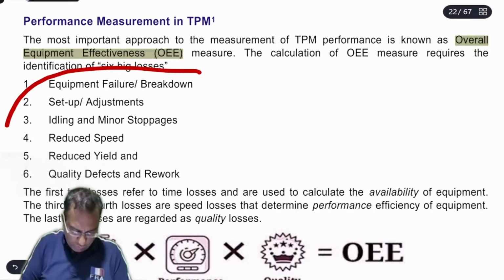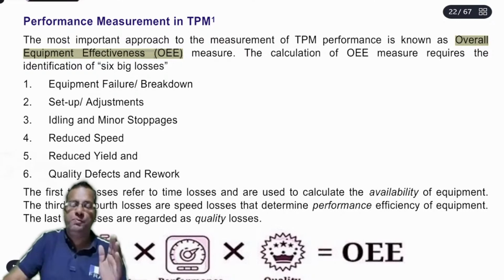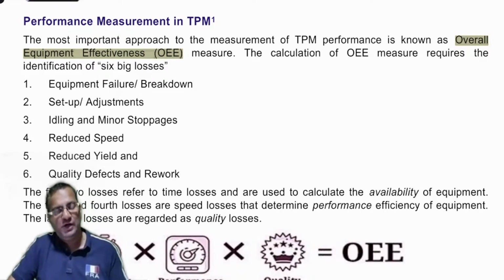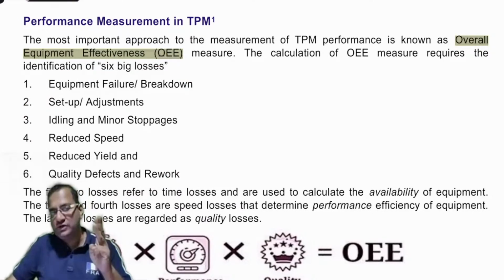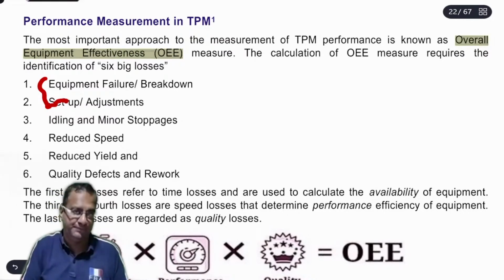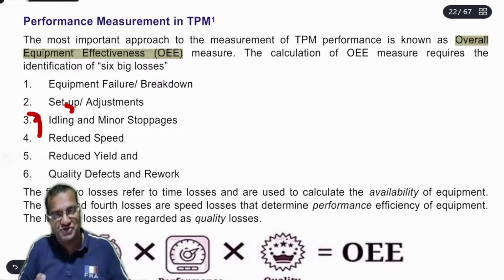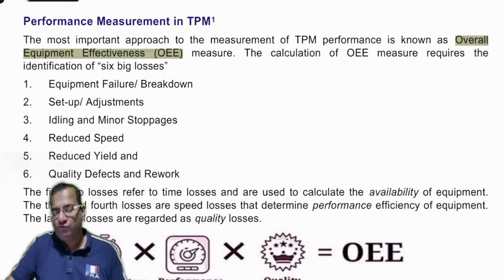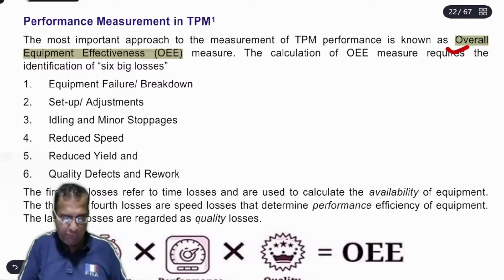So पूरे six losses को you will measure through a technique known as overall equipment effectiveness. Whenever you have to measure the performance of a particular machinery, we will calculate the overall equipment effectiveness, which will take care of all the six losses. Basically, the losses will be grouped into 3 ratios. The first 2 losses will be covered in the first ratio, known as availability ratio. The next 2 losses, 3rd and 4th, are related with performance ratio. We can also call it speed ratio. And the last 2 losses will be covered in quality ratio. So there are 3 ratios which we need to calculate. The result of all these 3 ratios is known as overall equipment effectiveness.